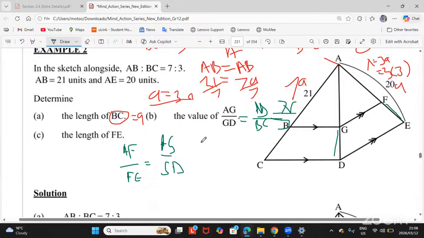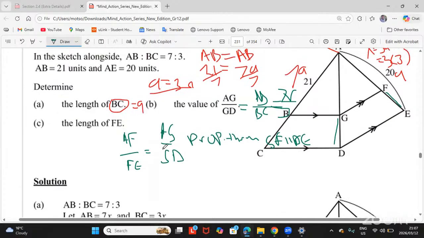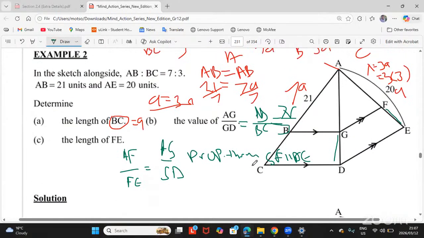It's because the proportionality theorem is applicable even on this triangle. Let me write my reasoning, because you are also required to write the reasoning in order to get full marks. So proportionality theorem. Why do I say proportionality theorem? Because GF is parallel to DE. Perfect. Now, I substitute the information that I have.